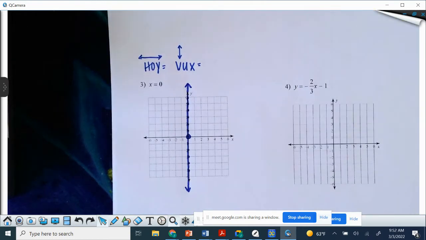Number 4 is back to your slope-intercept form. So y equals mx plus b.